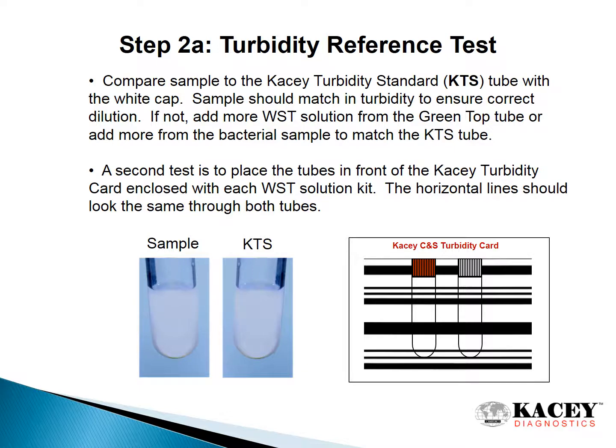Step 2A. Turbidity Reference Test. Compare sample to the Kacey Turbidity Standard Tube, known as KTS, with the white cap. Samples should match in turbidity to ensure correct dilution. If not, add more WST solution from the green top tube, or add more from the bacterial sample to match the KTS tube. A second way to do this is to place the tubes in front of the Kacey turbidity card enclosed with each WST solution kit. The horizontal lines should look the same through both tubes.